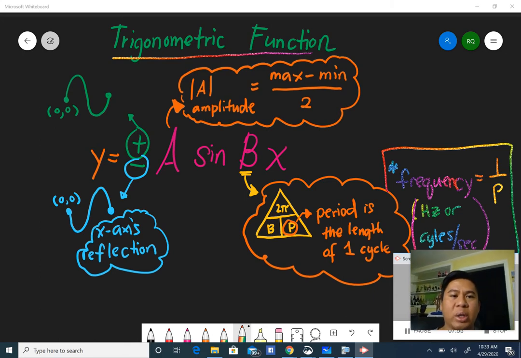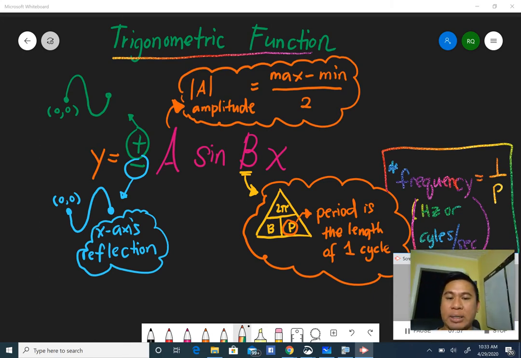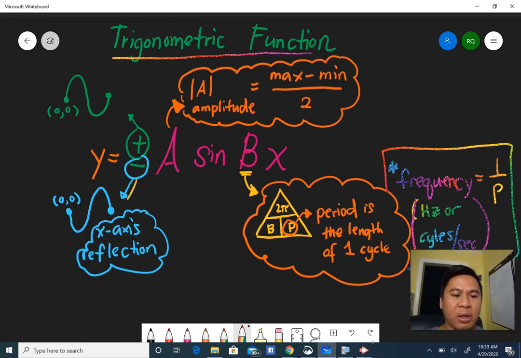Let us now summarize what our analysis for a sine function graph actually is. That is in the form y = ± a sin bx. If a is positive, it starts at the origin, goes up, goes down, and goes back to 0 again at 2π. If it's negative, then we consider an x-axis reflection, where it goes from 0 down to its minimum, up to its maximum, and back to 0 as one complete cycle.